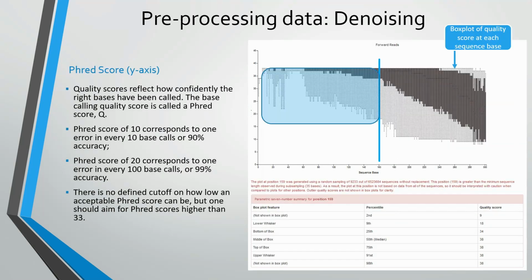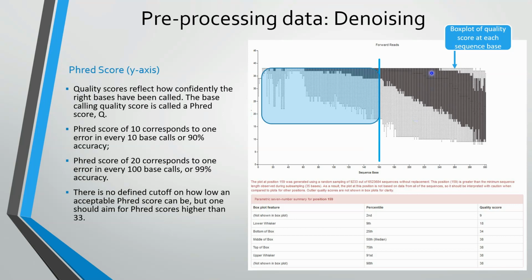Okay, so how to do denoising? The first part, the most important decision to make, is to select the sequence base cutoff where you're happy with the quality of the reads. So just a little bit more about the quality score here. This is the Phred score, and it reflects how confidently the right bases have been called. The Phred score of 10 corresponds to 1 error in every 10 base calls or 90% accuracy, and a Phred score of 20 corresponds to 99% accuracy. There is no defined cutoff on how low an acceptable Phred score can be, but one should aim for a Phred score higher than 33.